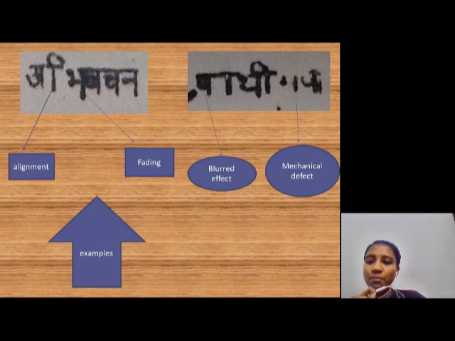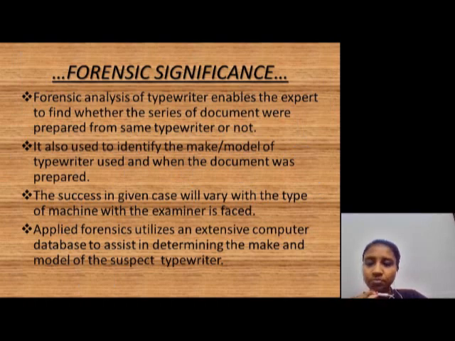These are examples of some typewriter defects. Here we show alignment, fading, blur defect and mechanical defect. Forensic significance. Forensic analysis of a typewriter enables the expert to find whether the typescript or typed document belongs to the same typewriter or not.